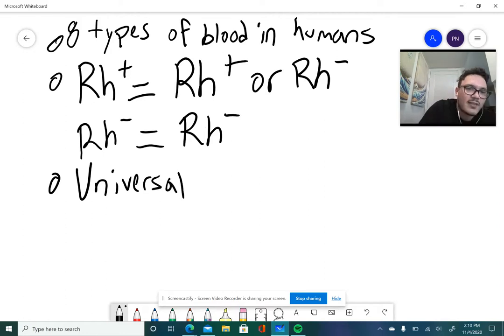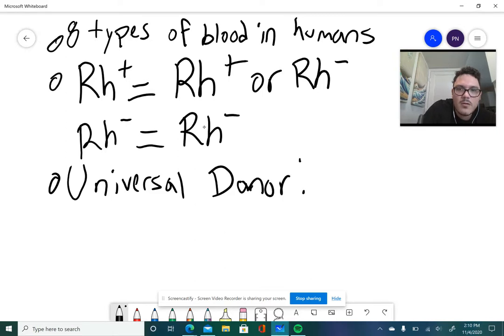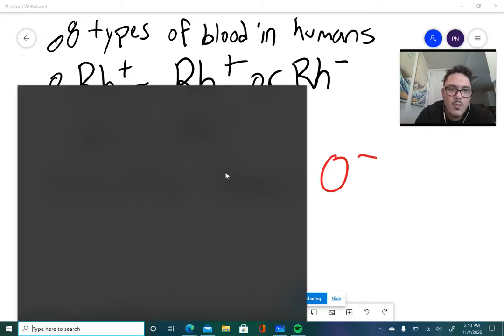Oh, it looks more like a V now that I notice. Let me rewrite that. The universal donor. And who is the universal donor? O negative.